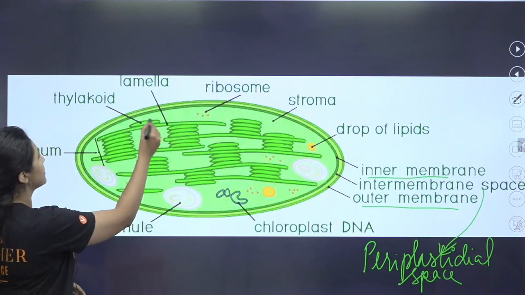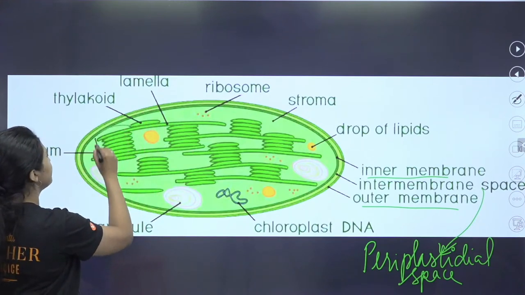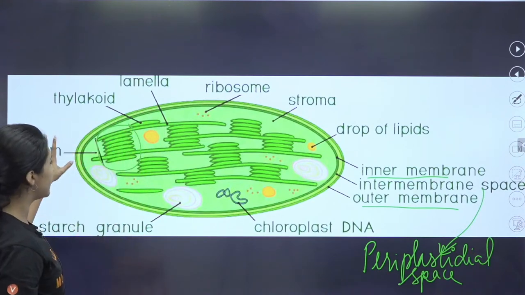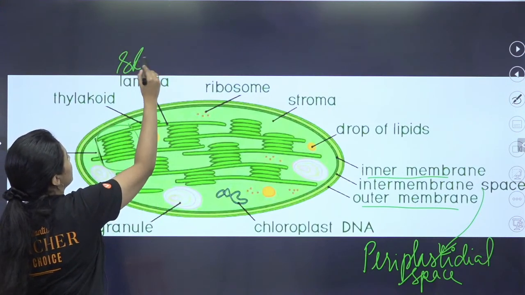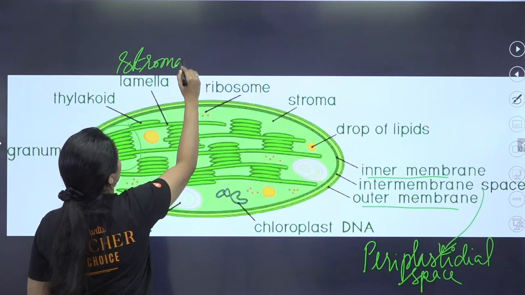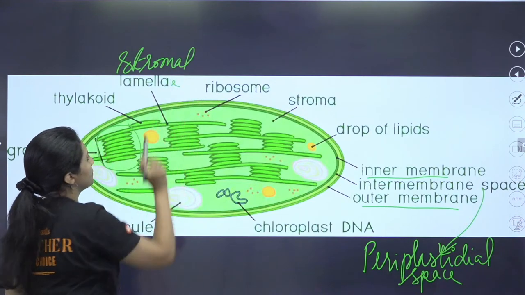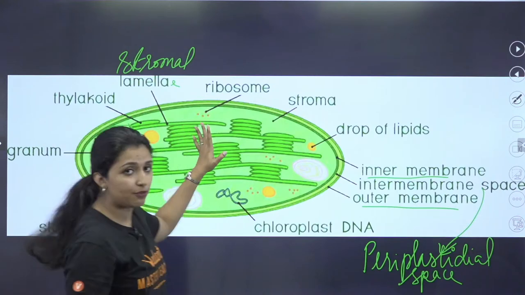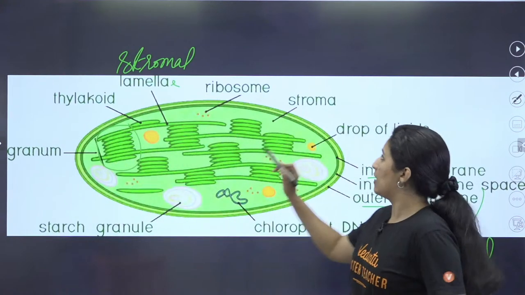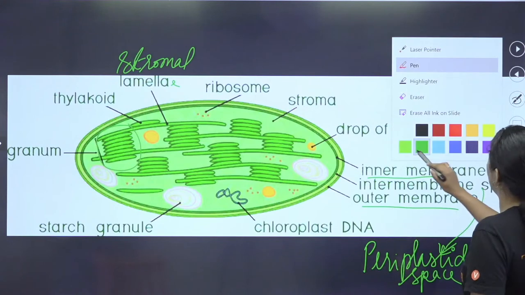So these stacks are called grana or granum. This entire stack is called a grana. The separate ones are called stromal lamellae. Ribosomes are there, thylakoids. Now, if you're going to draw a separate thylakoid, let's see how that looks.